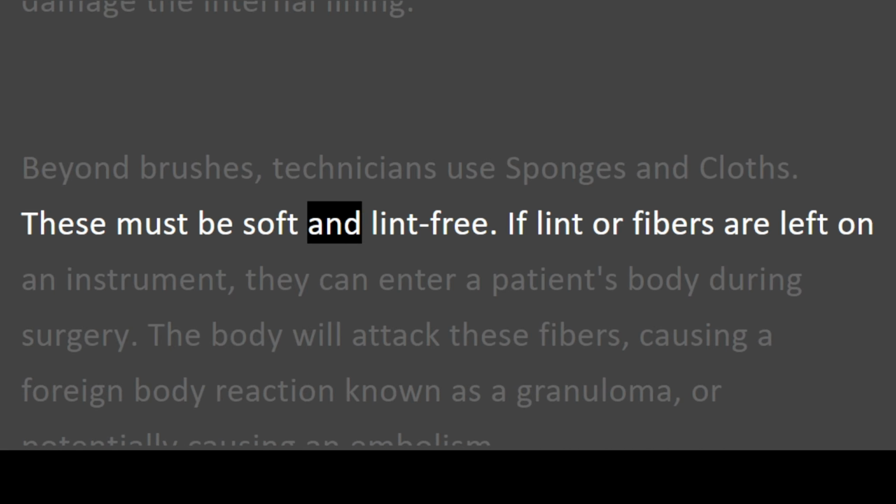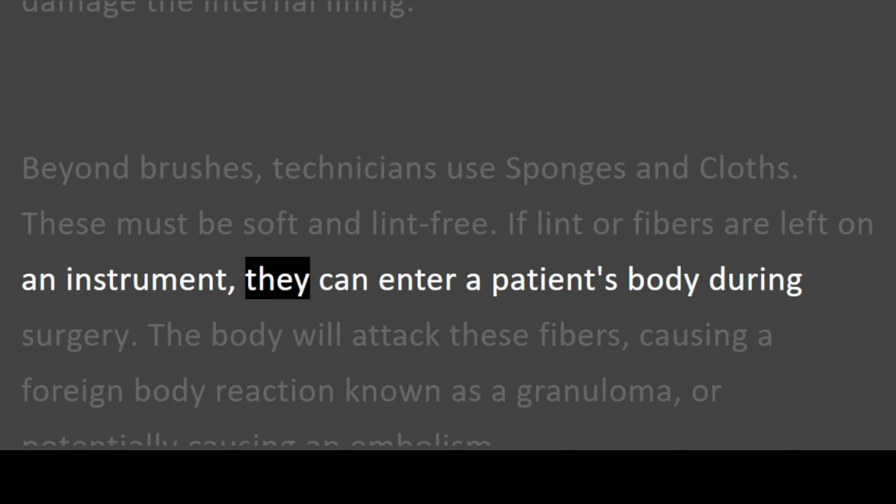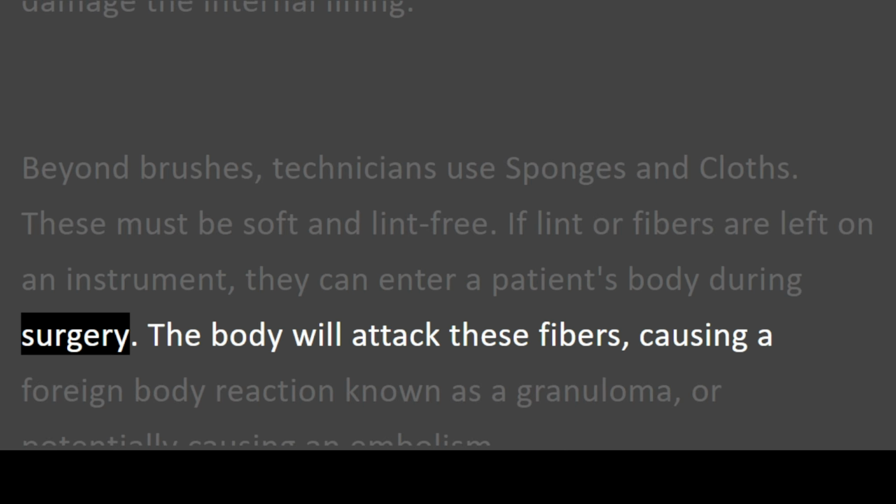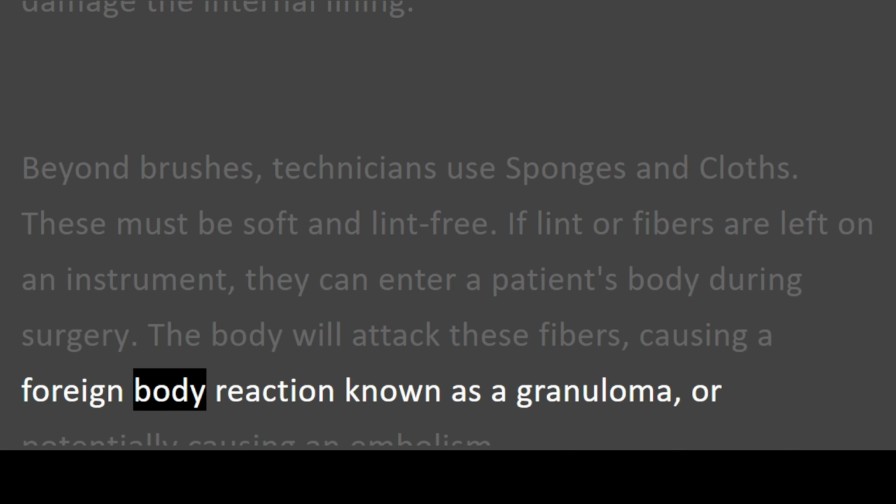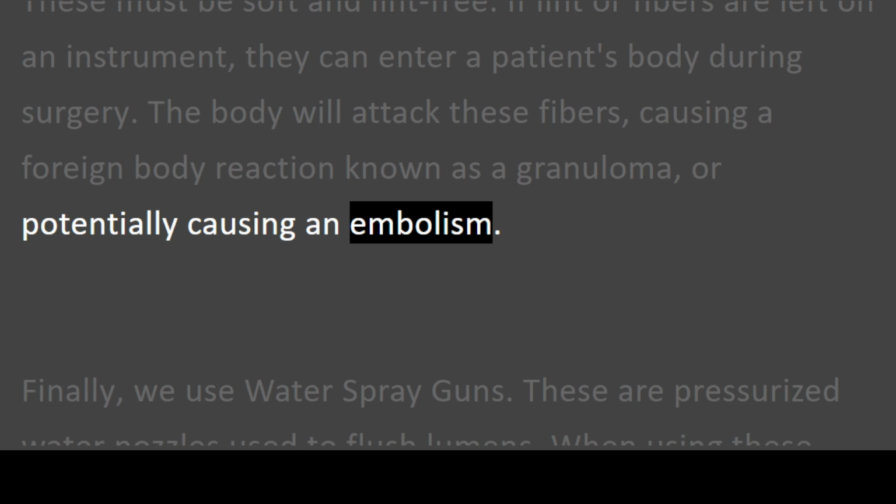These must be soft and lint-free. If lint or fibers are left on an instrument, they can enter a patient's body during surgery. The body will attack these fibers, causing a foreign body reaction known as a granuloma, or potentially causing an embolism.